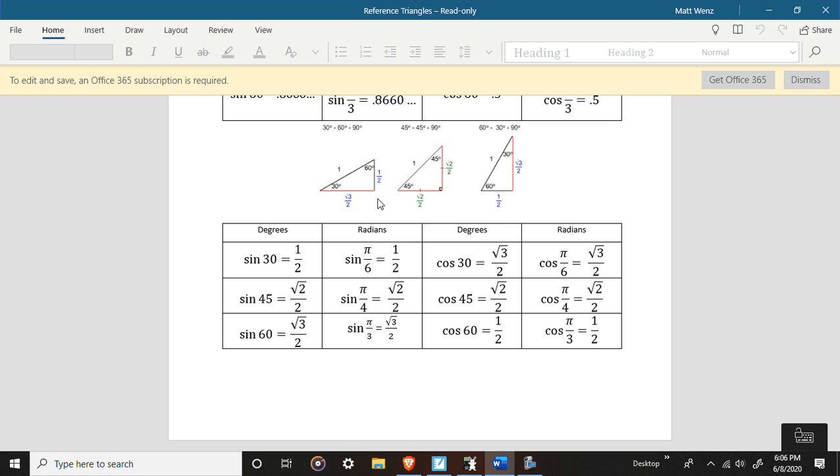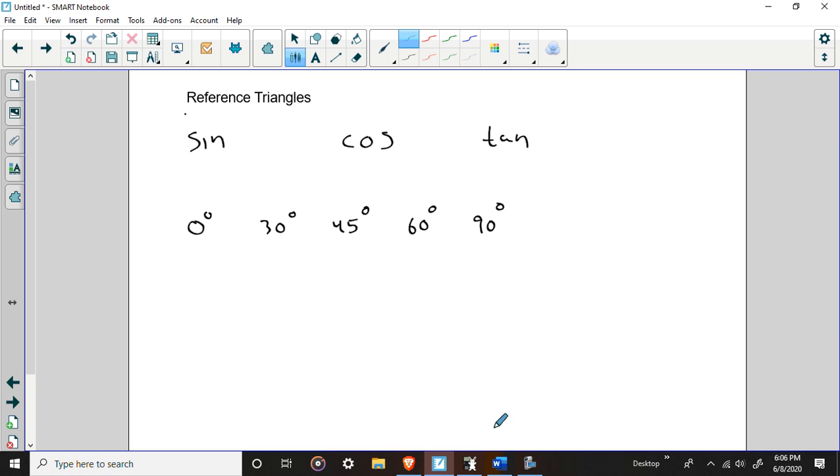So these are your reference triangles. There's a 30, 60, 90 and a 45, 45, 90. But notice the last one is a 60, 30, 90, so it's actually the same triangle. We're just going to turn it the other way. So really, it's only two triangles. If you know these two triangles well, then all of these things will fall into place.